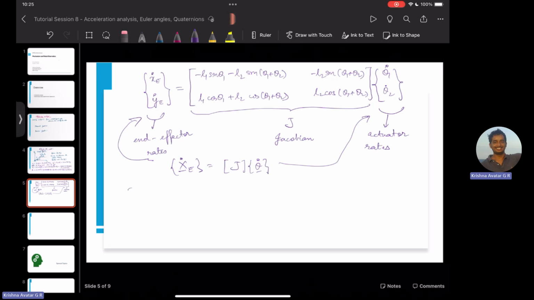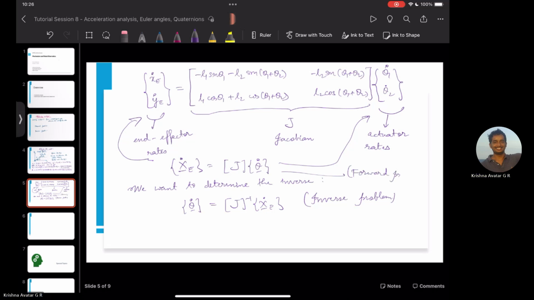Say we want to take an inverse. Say we want to determine the inverse. So why would we want to find the inverse, right? The very purpose of the inverse follows from the earlier part of the discussion, where we had talked about inverse problems. So likewise here also. We would like to find the inverse of this equation only if we want to know the theta dot vector, provided that we already are aware of the xe dot vector, or for any desired xe vector. So this is of course for the inverse problem, and this is for the forward problem, right?